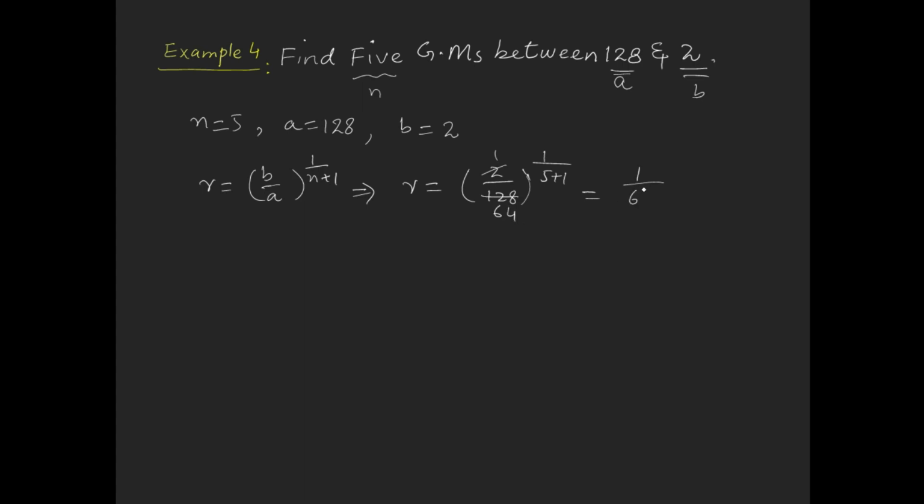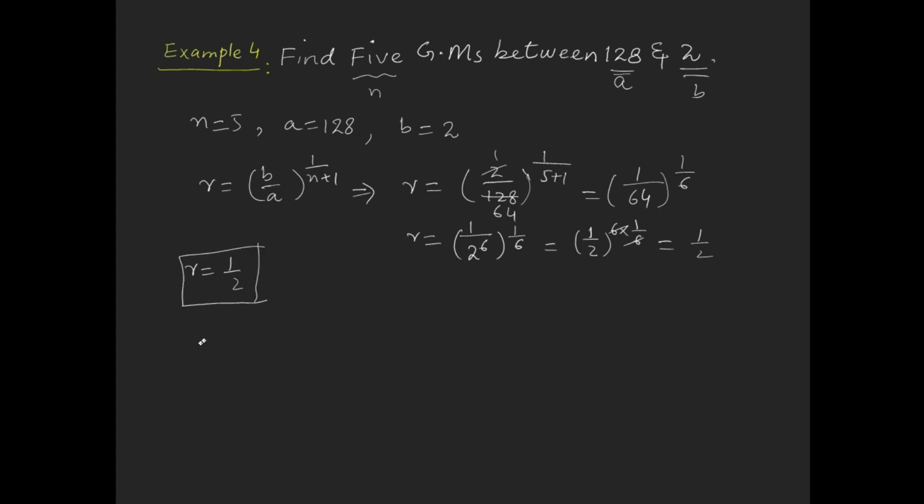So 1 divided by 64 raised to the power 1 over 6, and r is equal to, 64 is written as 2 power 6 and raised to the power 1 over 6, so 1 divided by 2 whole raised to the power 6 and 1 divided by 6. 6 is cancelled, so 1 by 2. So we got the value of r as 1 by 2.